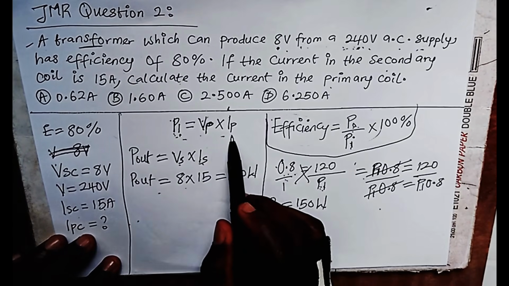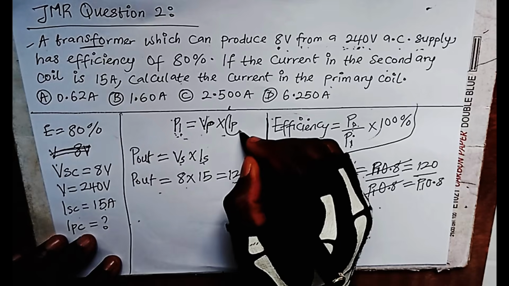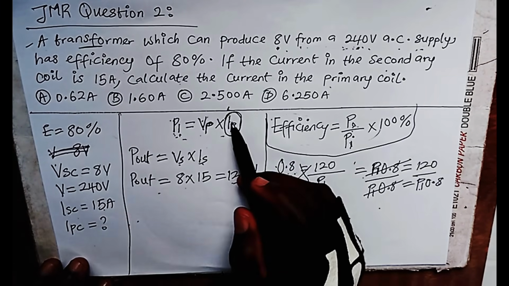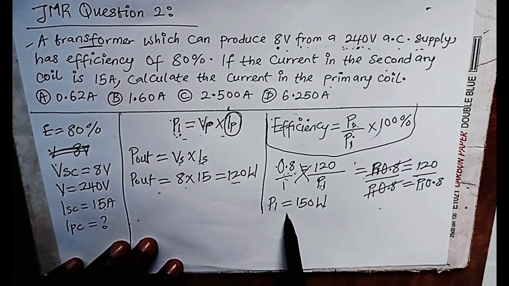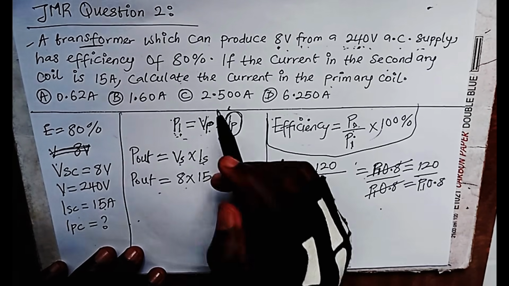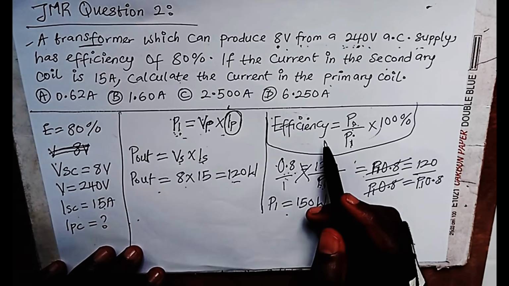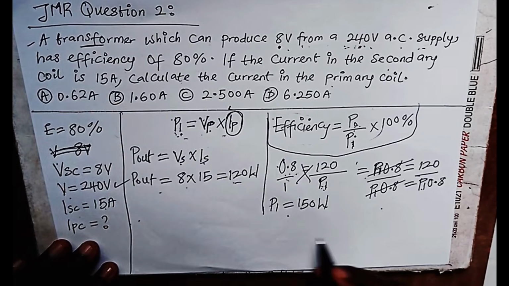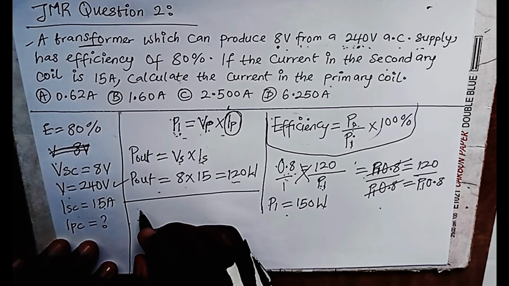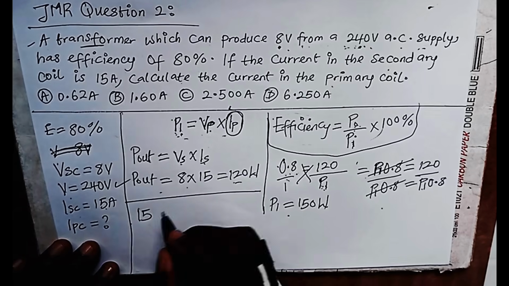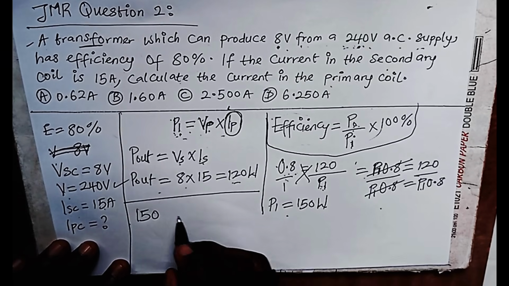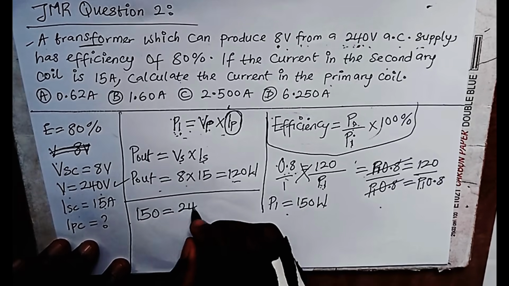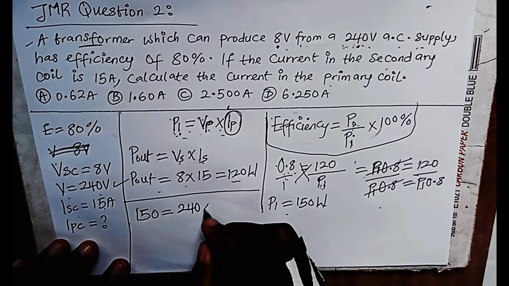We are now going to apply this to find the current in the primary coil. This one signifies the current in the primary coil. Do we have P1? Yes, 150. Do we have VP, the volt? Yes, that's this one. So using this formula, our P1 is 150, equal to VP, which is 240, times the primary current.